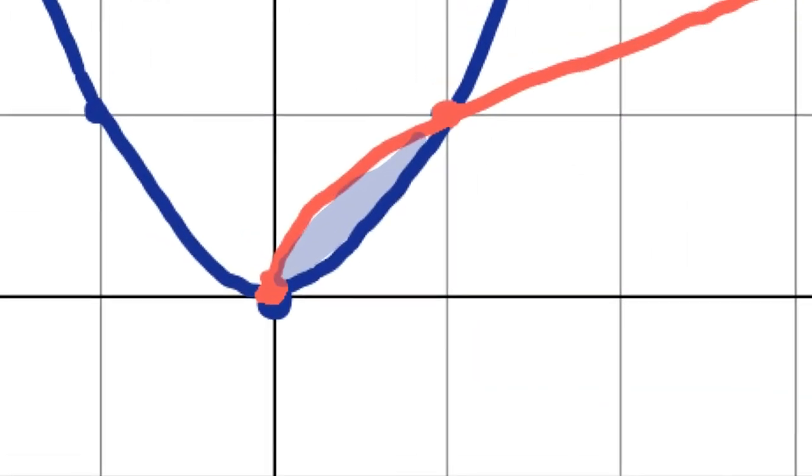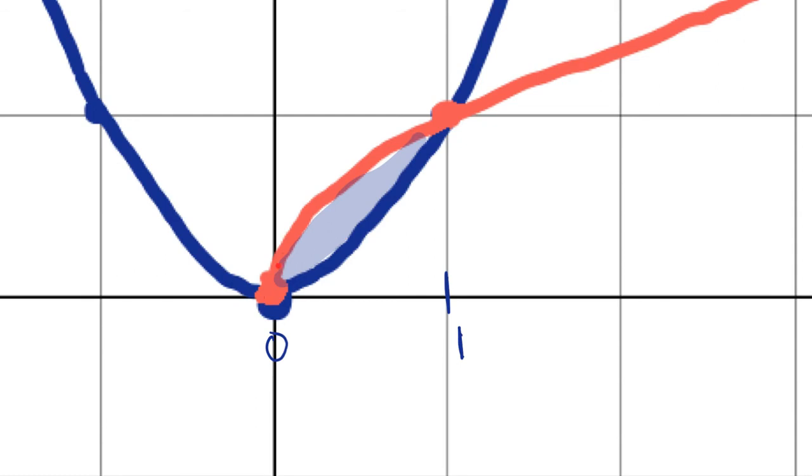Well, first of all, we notice these two graphs intersect at 1, 1, right? So this is between 0 and 1. So we're only really looking at these two functions between 0 and 1. And if we wanted to find this area here, what could we do?